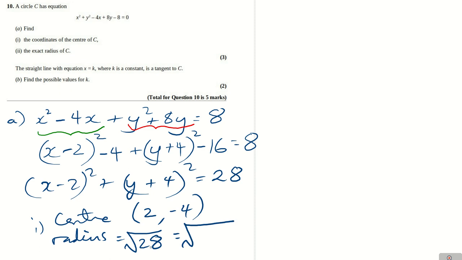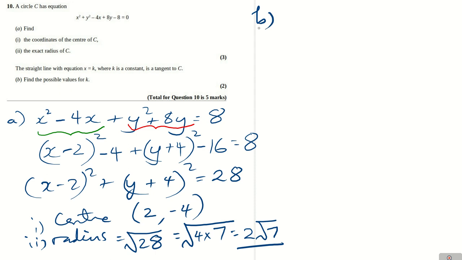We can simplify it though. 28 is the same as 4 times 7, and the square root of 4 is 2, so it's 2 root 7. So there we've done A, parts 1 and 2. Now part B.